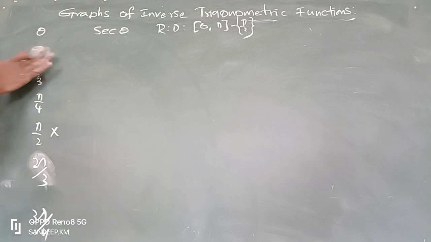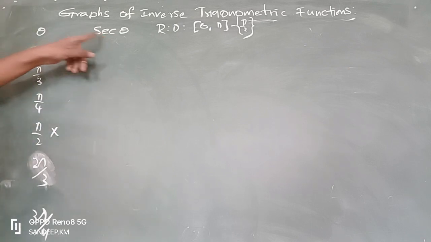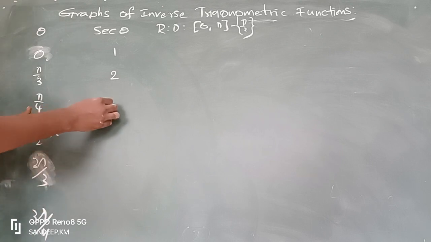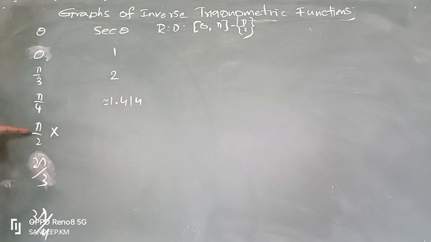Yes dear students, secant 0 is the reciprocal of cos 0, which is 1. Secant 60 degrees is the reciprocal of cos 60, which is 2. Secant 45 is the reciprocal of cos 45, root 2. Root 2 is approximately 1.414. And we don't have an output here, as secant pi by 2 is not defined.